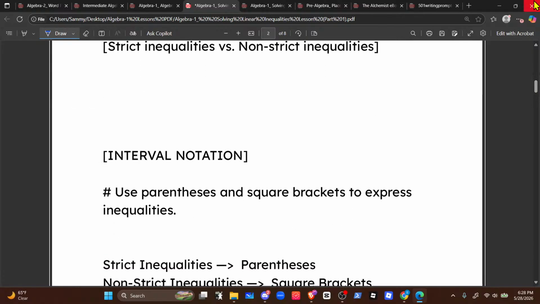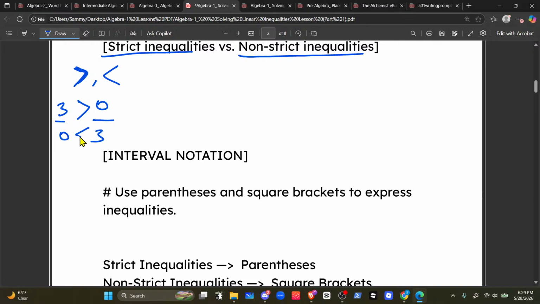Okay. Let's do some more examples. But before we do the more examples, I want to go over strict inequalities and non-strict inequalities. Strict inequalities are greater than or less than symbols. Okay, in other words, if we have that, what's on the left side has to be greater than what's on the right side. And if we have that, what's on the left side has to be less than what's on the right side.